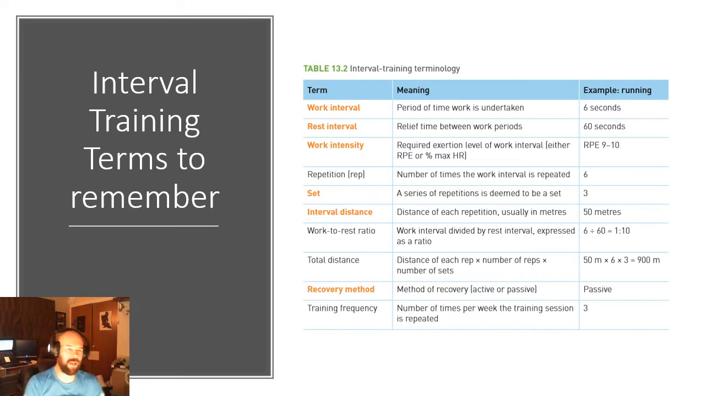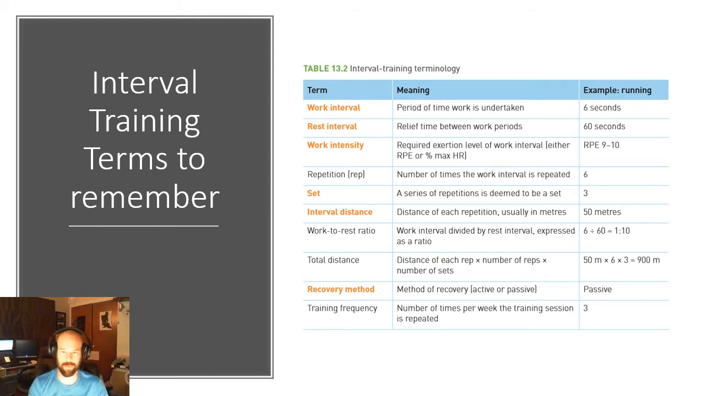So these are some important terms that you will need to remember. They'll probably come up in exams, they'll come up in SACs and all that sort of stuff. These are the key words that you need to commit to memory. Okay, so we've got our work interval. We're talking about our work to rest ratios, but the work interval is the period of time where work is undertaken, where you're actually doing the activity, whether it's push-ups, sit-ups, or running, for, like it says there, 6 seconds, okay?